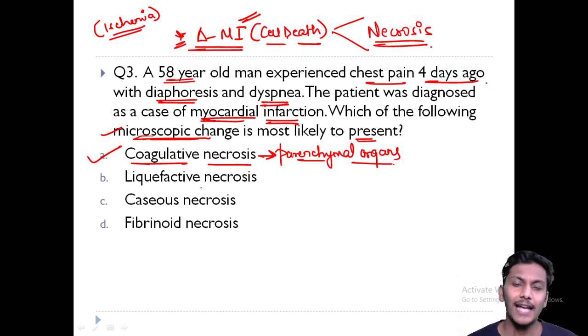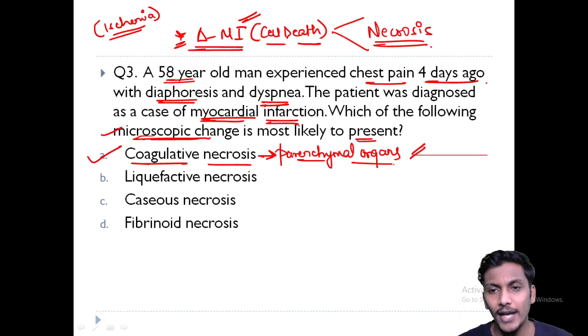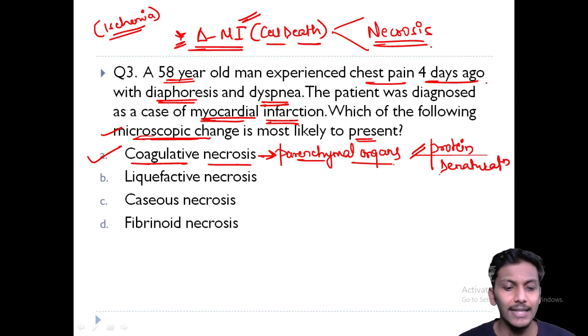So please remember guys, coagulative necrosis is usually seen in cases of infarction. All parenchymal organs will show coagulative necrosis. So infarction will show coagulative necrosis. What is the basic pathology of coagulative necrosis? Coagulative necrosis usually occurs due to protein denaturation.